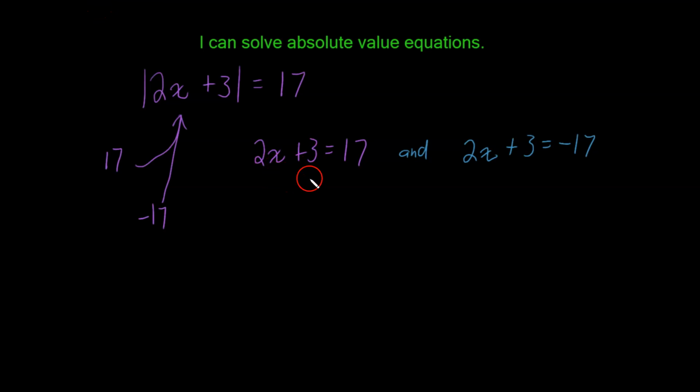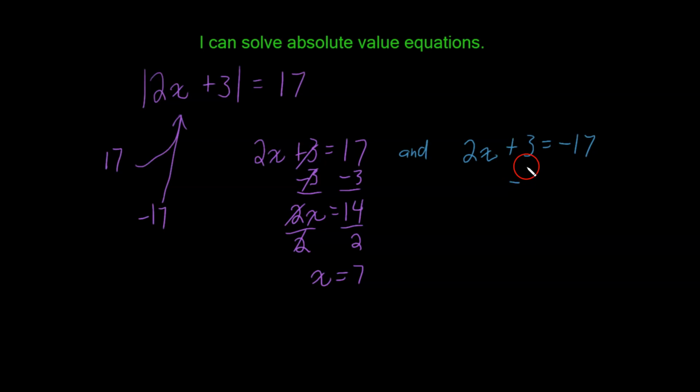So 2x plus 3 equals 17. Well, it's just a linear equation, just two steps. We're going to subtract 3 from both sides. That gets rid of the 3 on the left, and we get 14 on the right. We get 2x equals 14. Divide by 2, and we see x equals 7. So that is one solution. Now we need to do the one on the right.